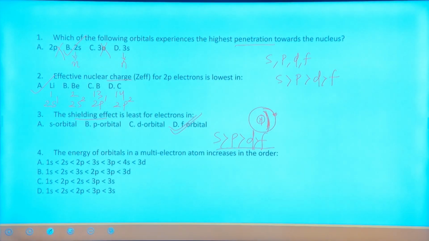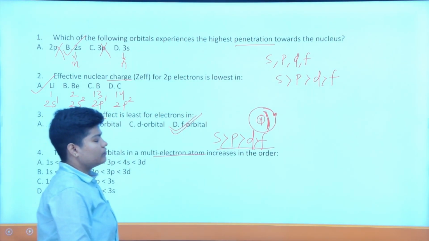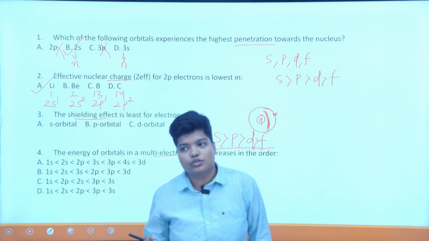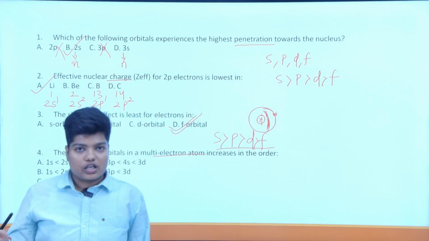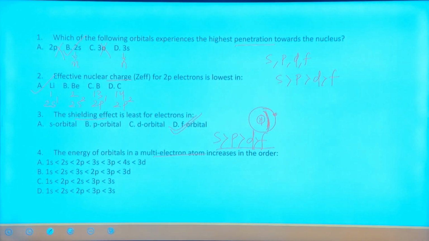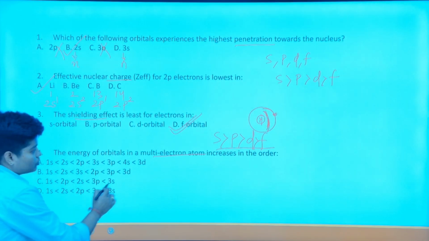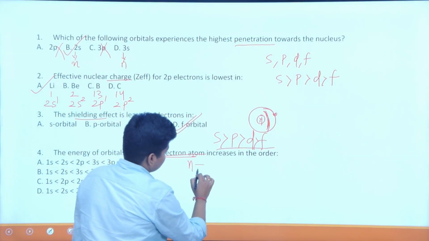Now the fourth one. The energy of orbitals in multi-electron atoms increases in the order. If we arrange the orbitals according to their energy, we go s, then p, then d, then f according to their shells. But here for the multi-electron atom, one rule is there, above this principle, that is the n plus l rule.